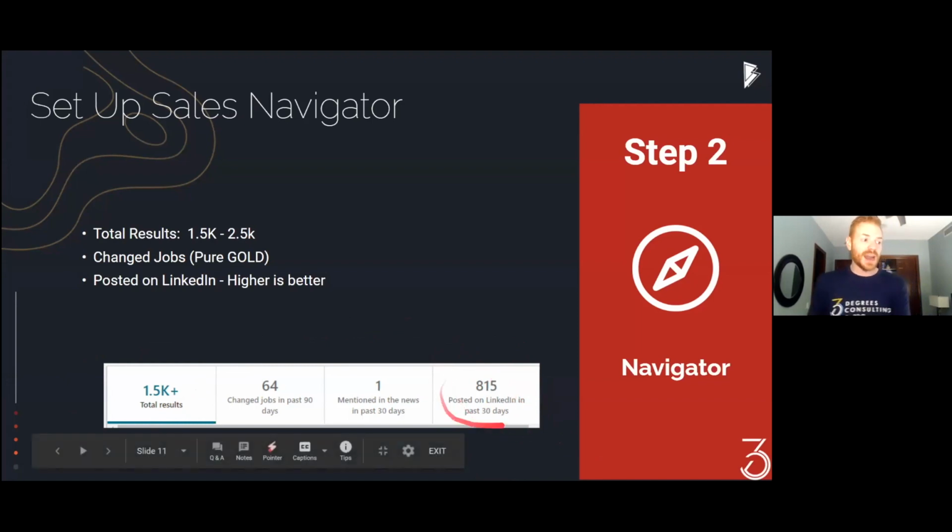815 means that I'm at like 70-75% of my target audience is on LinkedIn in the last 30 days, which is hugely important. So understand that these are the stats, again, and we can only get these stats from Navigator. So we want to make sure that we are tapping into that.